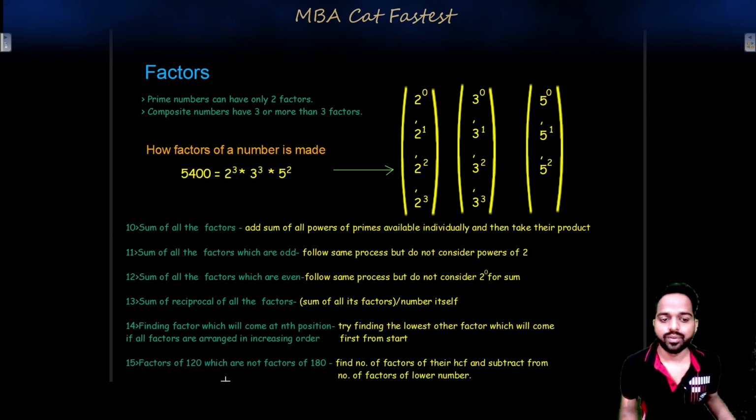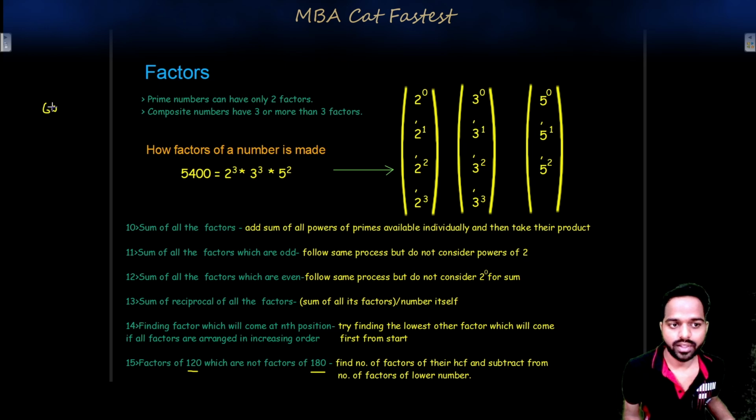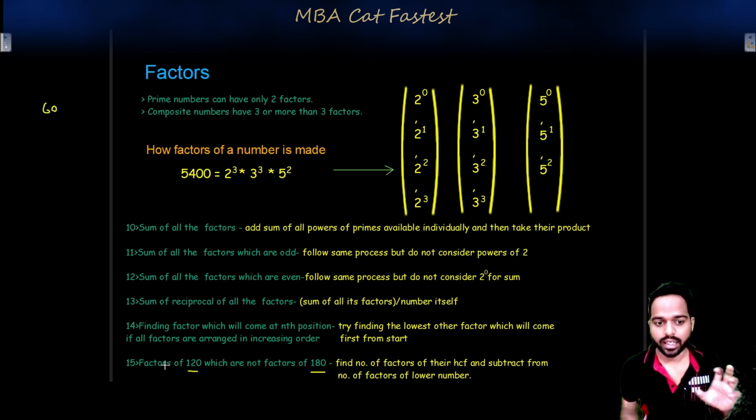Moving on. Calculate factors of 120 which are not factors of 180. What we will need to do is find the HCF of these numbers. For 120 and 180, the HCF here is 60, right? So all the factors of 60 will be included in 120 and included in 180. And we need to calculate the factors of 120 which are not factors of 180.